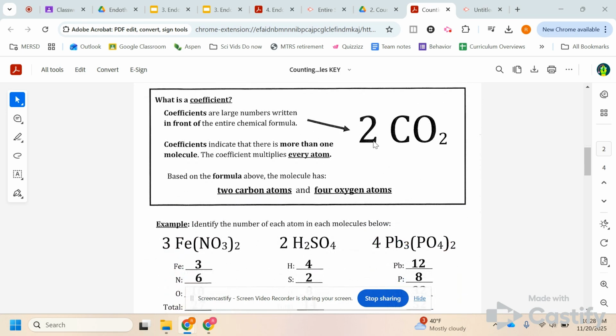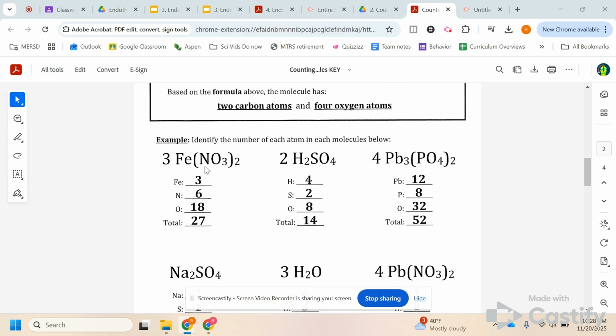If we then take a look at coefficients, coefficients tell us how many molecules there are. So in this case, we've got a carbon dioxide and we've got an oxygen, right? That tells us there's 2 elements, 3 atoms, 1, 2, 3, times that 2, 6 total atoms, 2 plus 4. So this tells us that there's 2 carbon dioxide molecules. Each carbon dioxide molecule is made up of 2 elements, carbon and oxygen, and 3 atoms. Altogether, because there's 2 of those, that gives us 6 atoms.